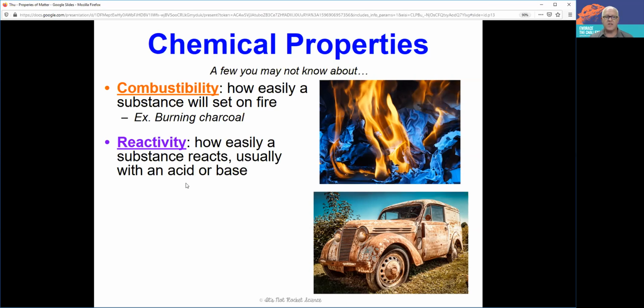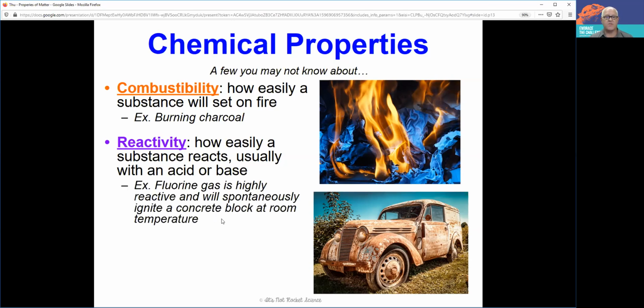Reactivity is how easily a substance reacts, usually with an acid or a base. For example, fluorine gas is highly reactive and will spontaneously ignite a concrete block at room temperature.